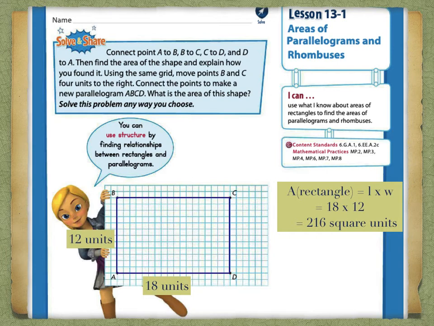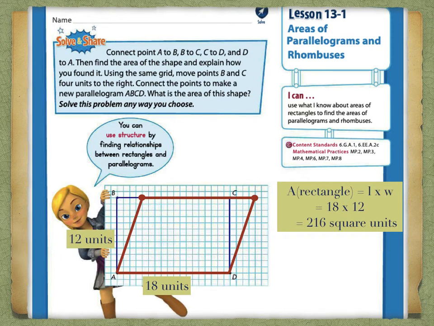Now using the same grid, move points B and C 4 units to the right. So let's follow the direction again. 4 units to the right. Connect the points to make a new parallelogram ABCD. So connect the points, and a parallelogram ABCD is made.